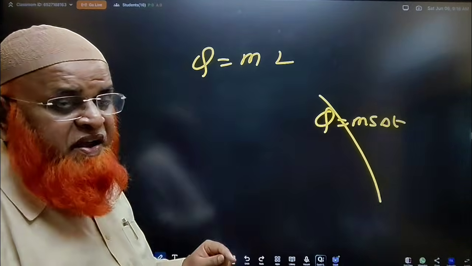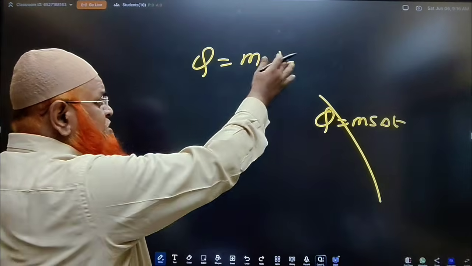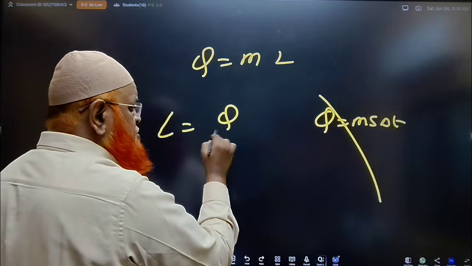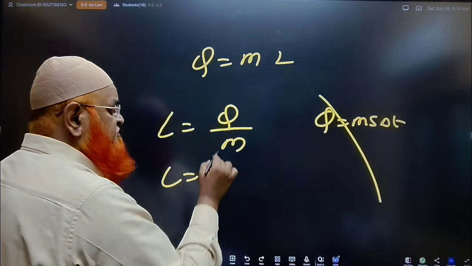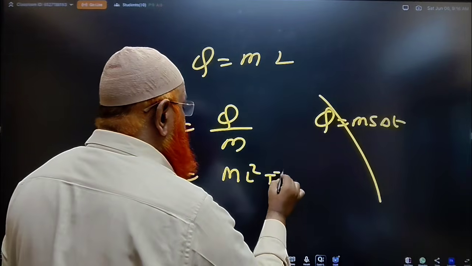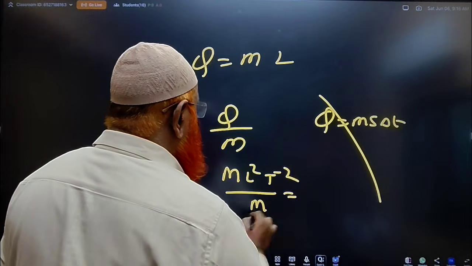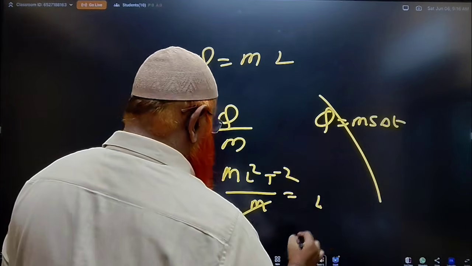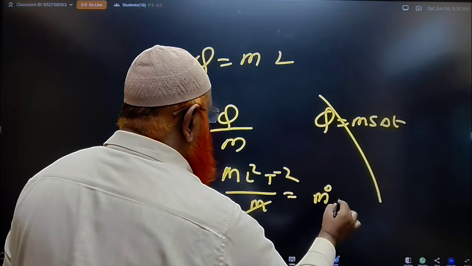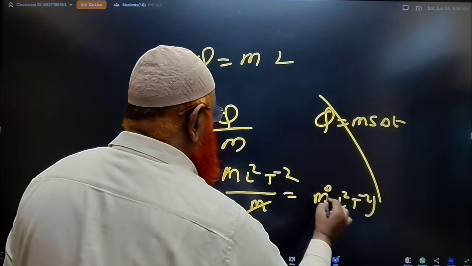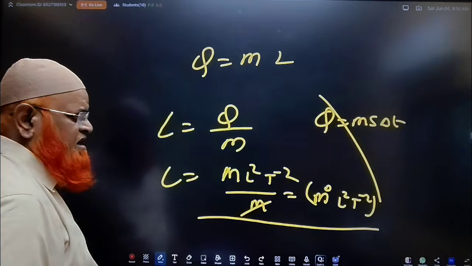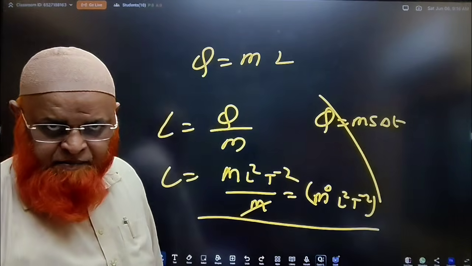So quantity of heat energy is nothing but m into latent heat. Latent heat is nothing but Q by m. So the quantity of heat energy formula is M L square T power minus 2, divided by M. So your formula is ready. M is not there, so M power 0, L square T power minus 2 is going to be your formula for latent heat. That's it. Is it okay?